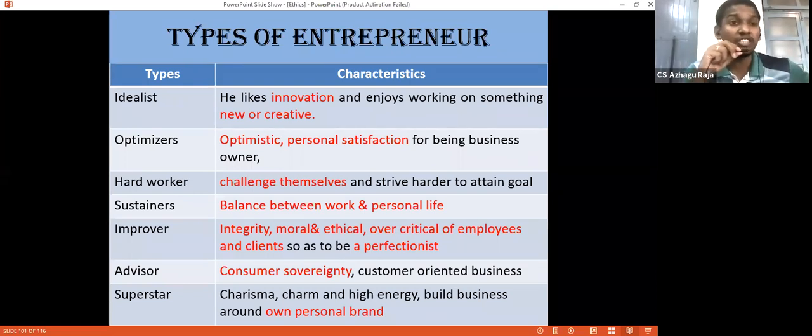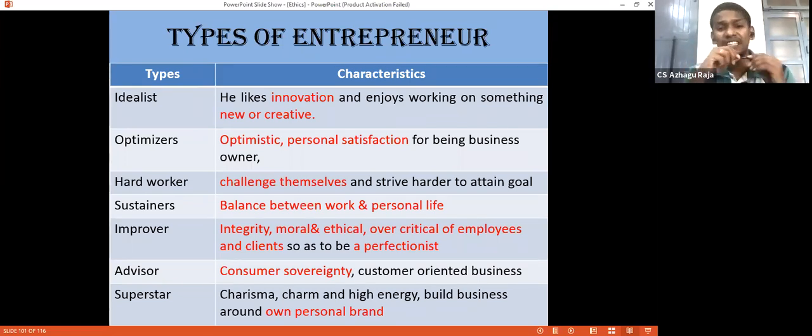Hard worker, basically they take up challenges themselves. Any challenge that comes, they manage and strive harder to attain the goal. Any kind of difficulty, they face it, and they are determined towards achievement of the goal.